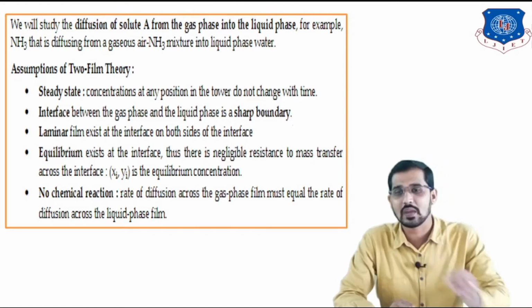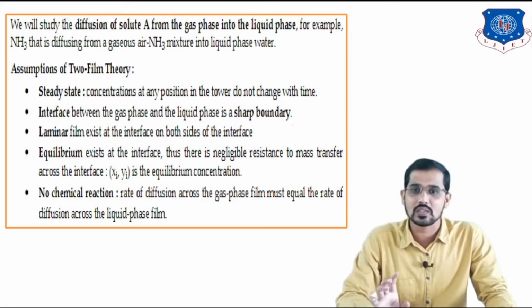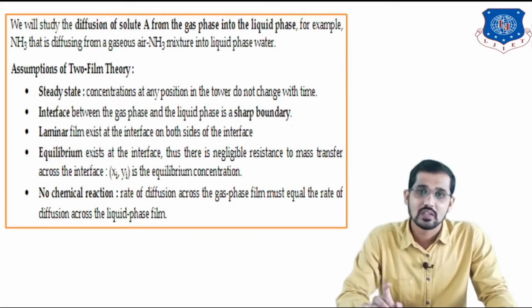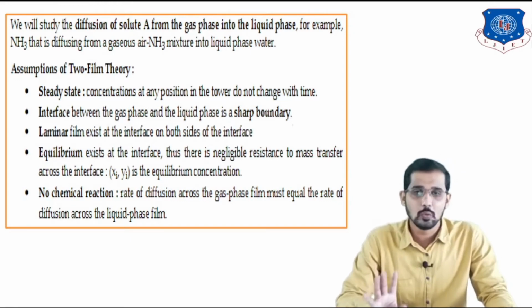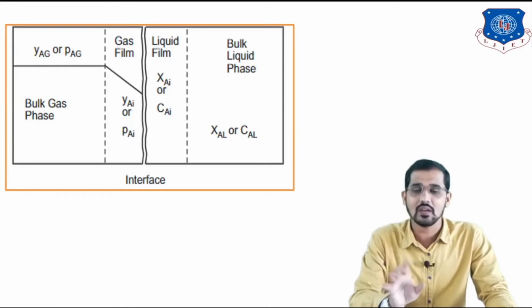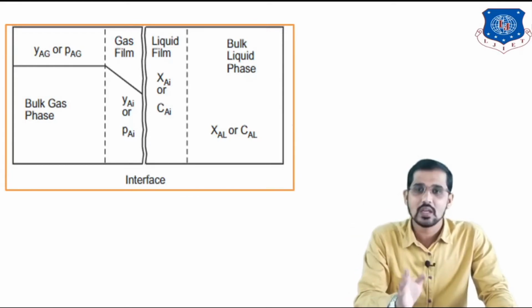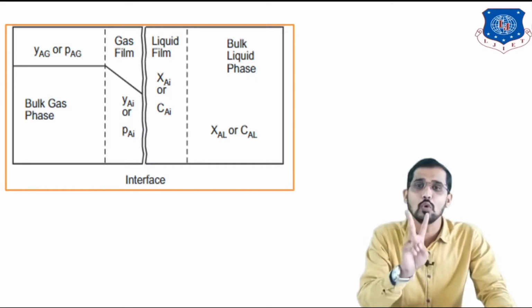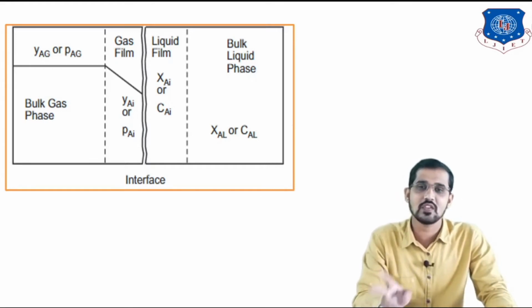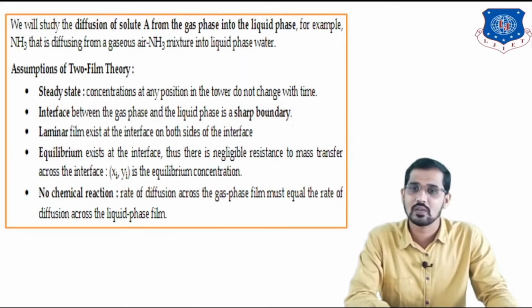So these are some assumptions for two film theory. You can see the first one: steady state, concentration at any position in the tower does not change with time. This is the first assumption for the two film theory. Two film theory is nothing but you can see here, we have the whole system for interface mass transfer. There is one interface which is separating two phases, and across this interface there are two films. First one is a gas film and the other is a liquid film. So the assumptions for this theory are as you can see here.